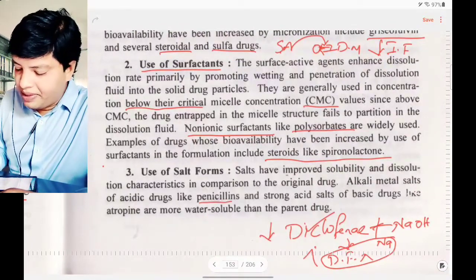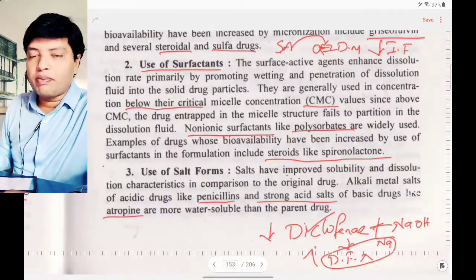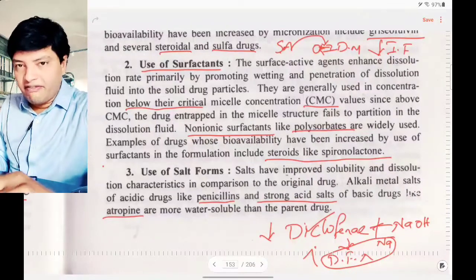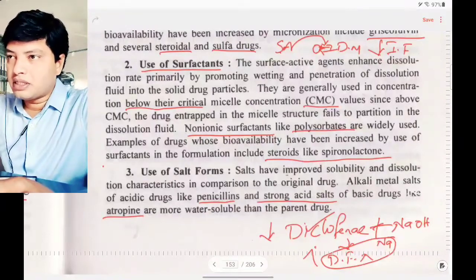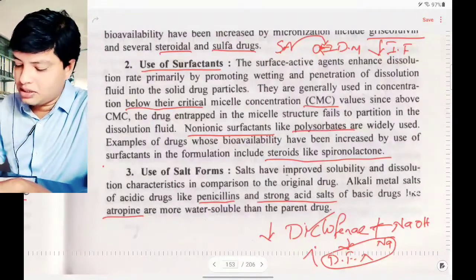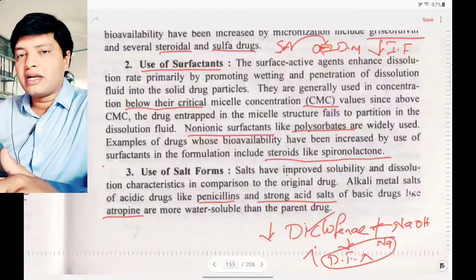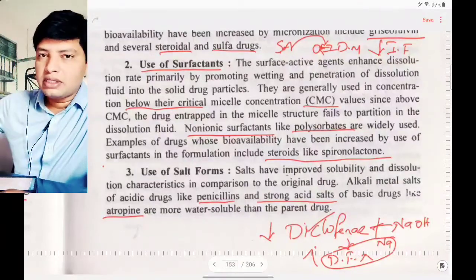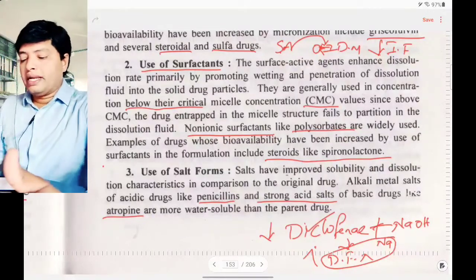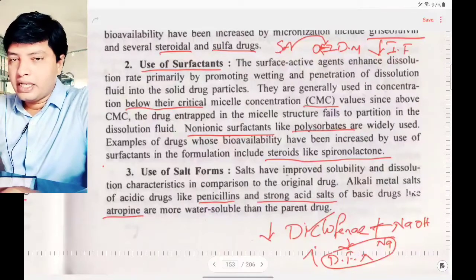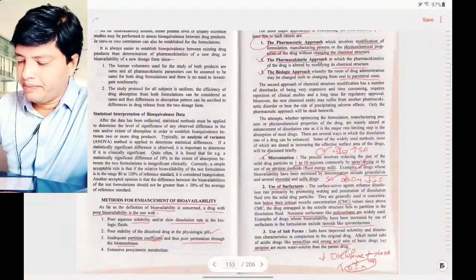Examples for this are penicillin and strong acidic salts of basic drugs like atropine sulfate. Atropine is a basic drug, and a strong acid is sulfuric acid. If you react atropine with sulfuric acid, you get atropine sulfate, which is more soluble than the parent molecule atropine, and penicillin also. So these are examples of drugs whose bioavailability can increase by salt form. By using the salt form of the drug, you can increase the bioavailability.